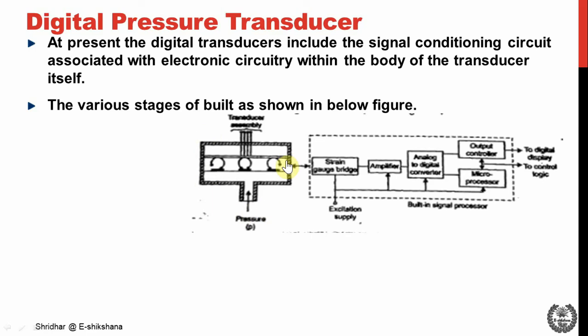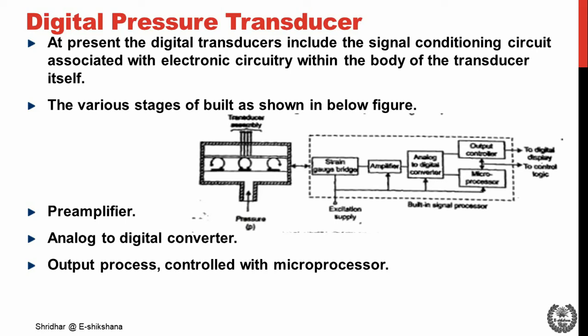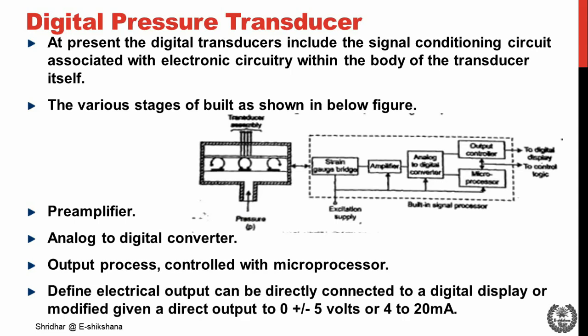This part of the arrangement represents a transducer assembly with the physical quantity to be measured, and this part of the circuit represents a built-in signal processing stage consisting of a preamplifier, analog to digital converter, and output process control with a microprocessor. The defined electrical output can be directly connected to a digital display or modified to give a direct output of 0 to plus or minus 5 volts or 4 to 20 milliamps.